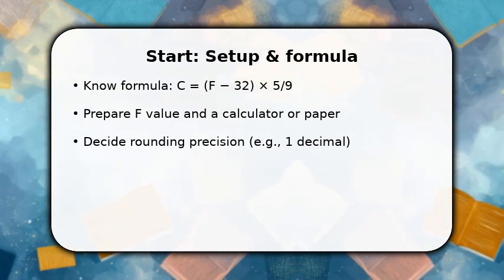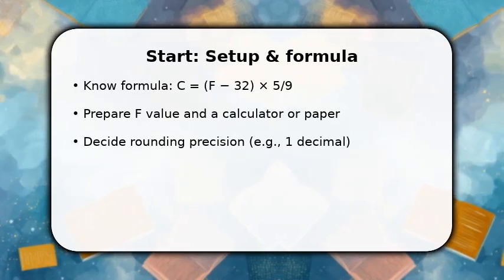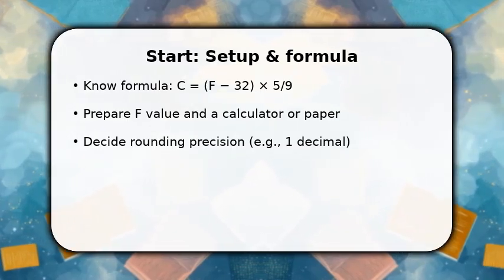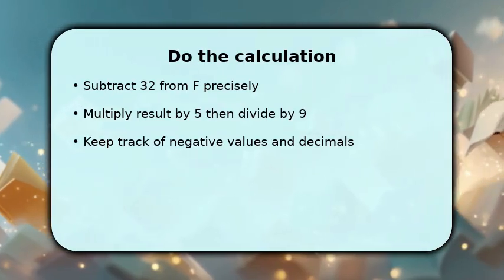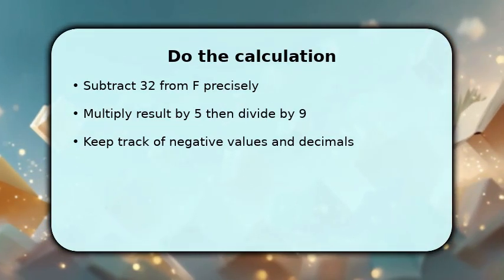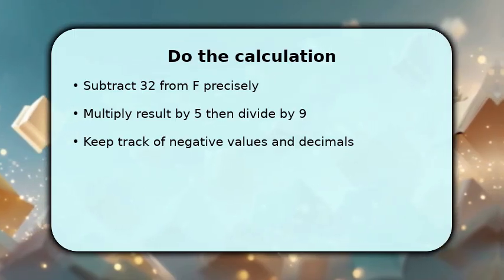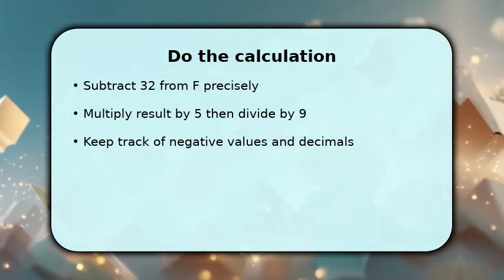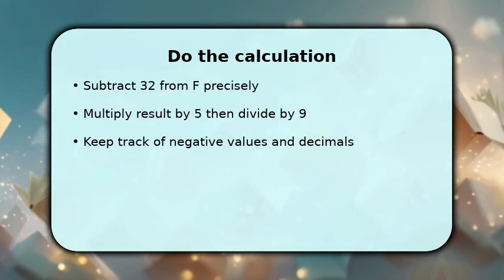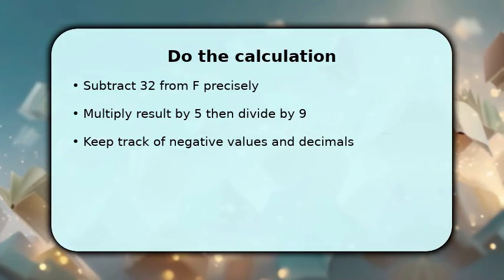one decimal place. Now you perform the arithmetic step by step. You subtract 32 from the Fahrenheit input, which may yield a negative number for cold temperatures. That sign is important. Next, multiply that difference by 5 to scale numerators, then divide the product by 9 to complete the conversion factor. Use parentheses to avoid order mistakes.